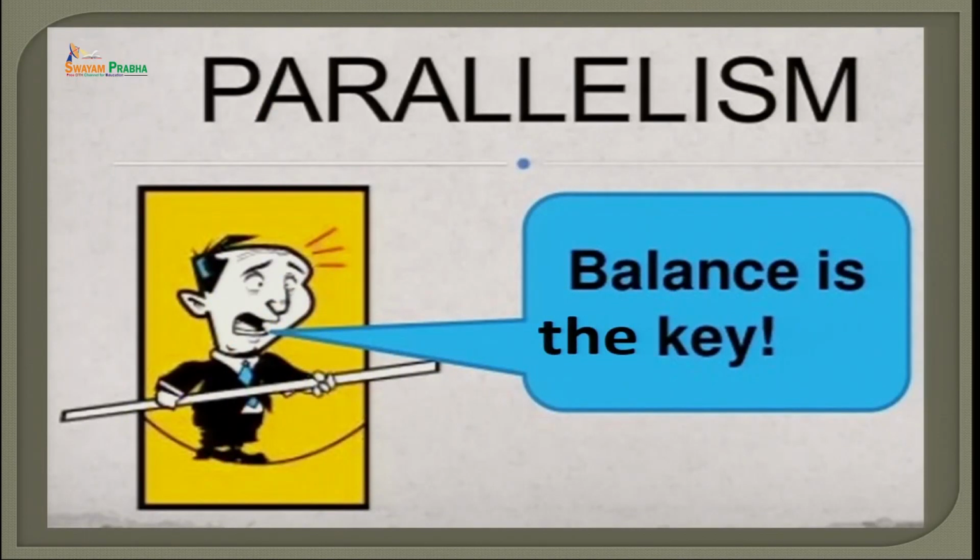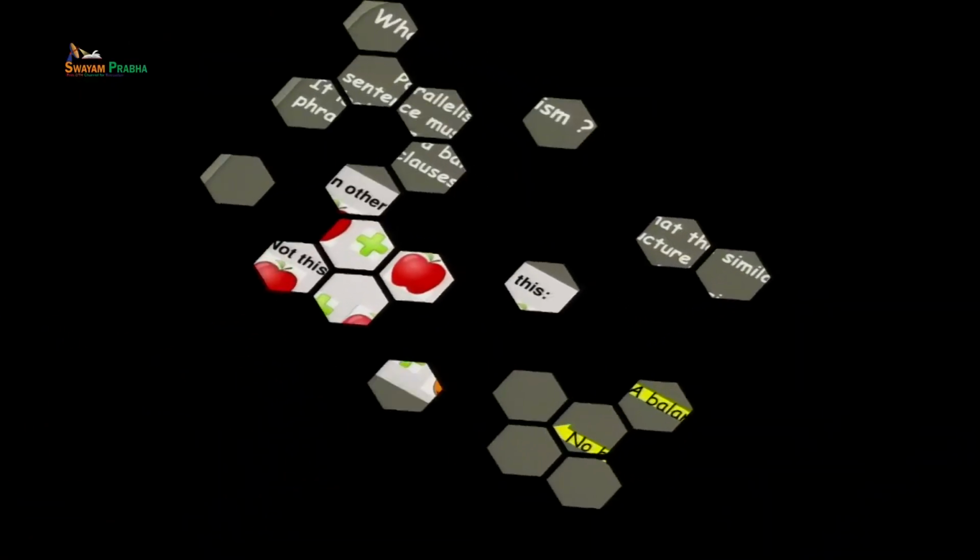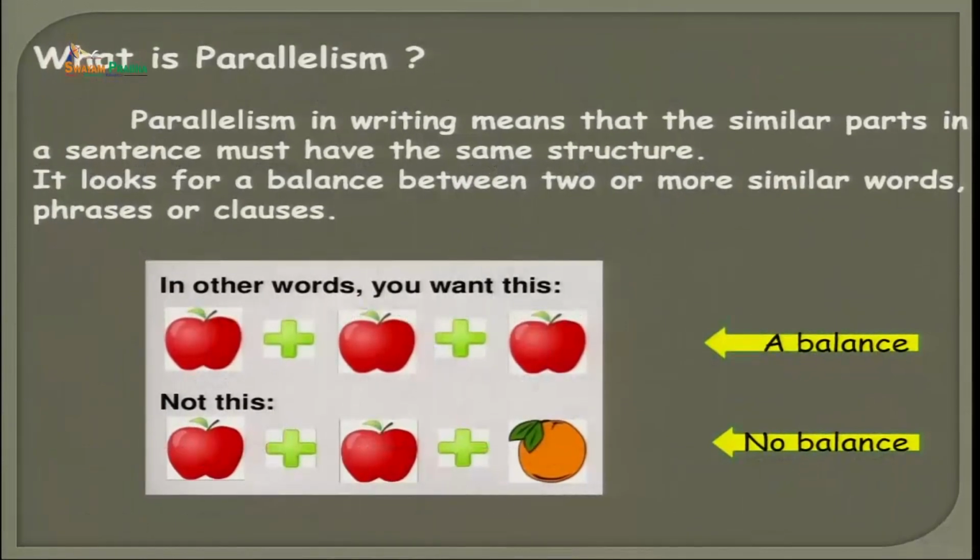Parallelism means, what is that? It is the balance. When we talk about balancing two things, remember my dear students, that means balancing a sentence structure. For example, if on one hand I have 8 apples, and on the other hand you can say 4 apples and 4 bananas. So, will that be called parallel structure? What is parallel? Having two equal things at the same time.